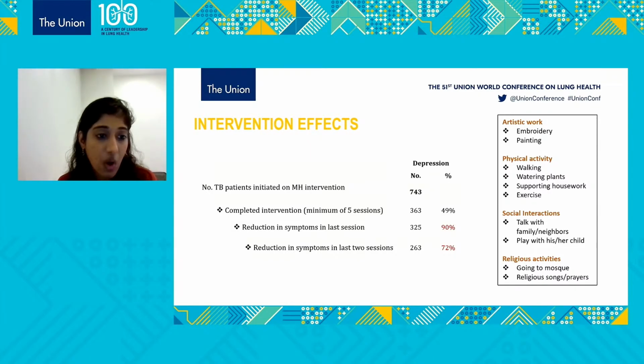After administering the protocol, after optimizing the intervention with trainings, we examined a small cohort of patients for intervention effects with complete data. So we had about 363 patients in the cohort who actually completed the intervention. We had full, complete data that we wanted to look at. Completed intervention, meaning a minimum of 5 sessions completed. Of those, 90% of patients had a reduction in the last session, and 72% had a reduction in symptoms in the last 2 consecutive sessions.